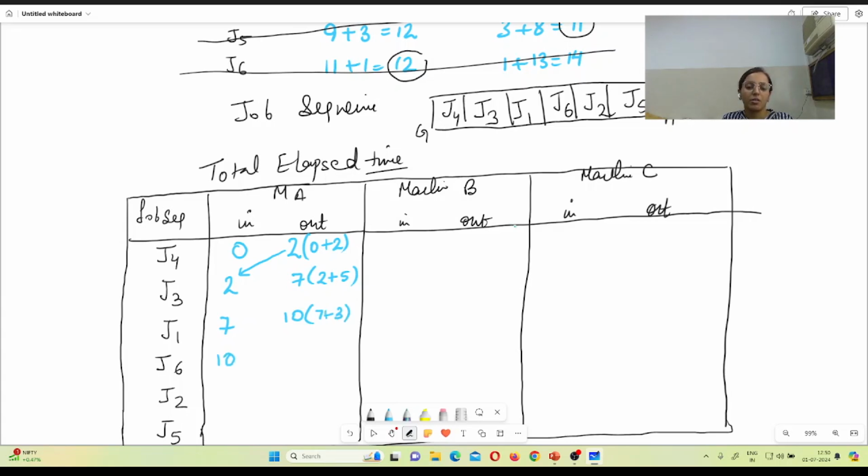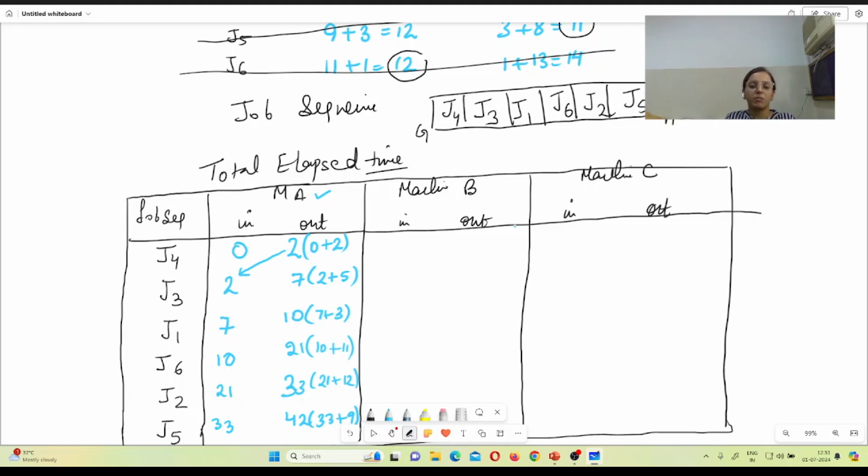Now again over here is J6, that is 10, and it requires a processing time of 11. So 10 plus 11, that will be 21, and write it over as in a bracket 10 plus 11. Right, now again it is 21, and the processing time for this is 12. So bracket 21 plus 12, that will become 33. Right, now this will come up in the last, that is J5. You write it over here as 33, and the processing time is 9. So in bracket 33 plus 9, and the total will come up to 42. Right, this we have done for machine A, their in and out time.